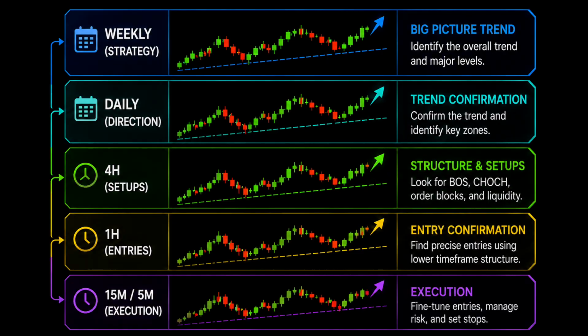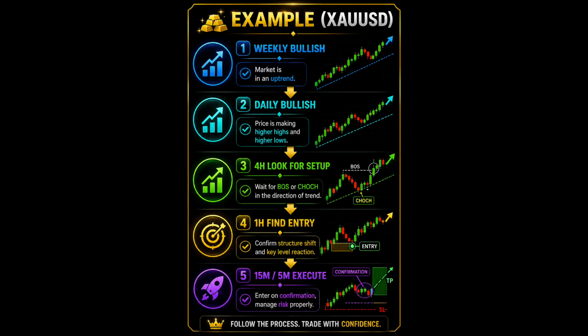Let's look at the XAUUSD example shown on the right. If the weekly chart is bullish and the daily chart confirms an uptrend, we should focus on buying opportunities. On the 4-hour chart, we wait for a valid setup such as a BOS or CHOCH. Then on the 1-hour chart, we seek entry confirmation. Finally, on the 15-minute or 5-minute chart, we execute the trade with proper risk management. This approach keeps us aligned with institutional order flow and prevents us from trading against the dominant trend.